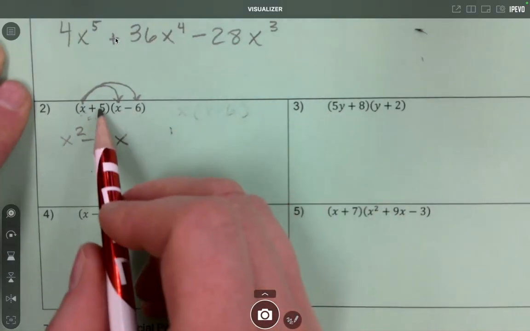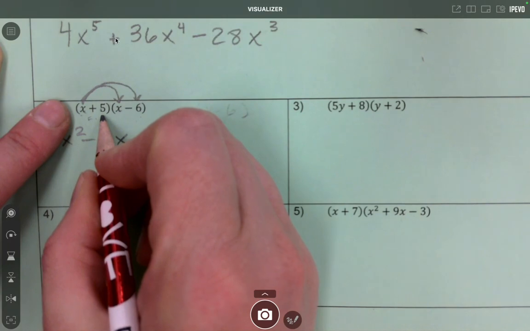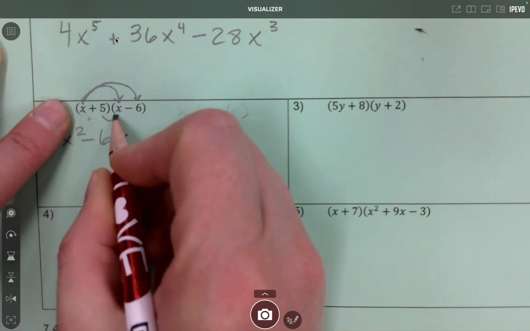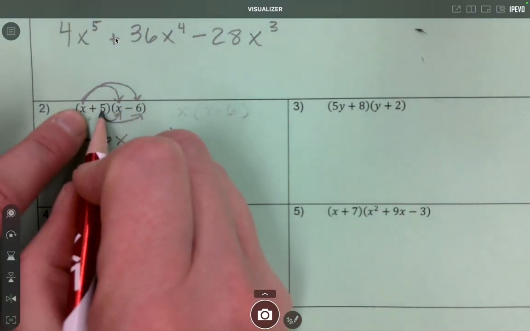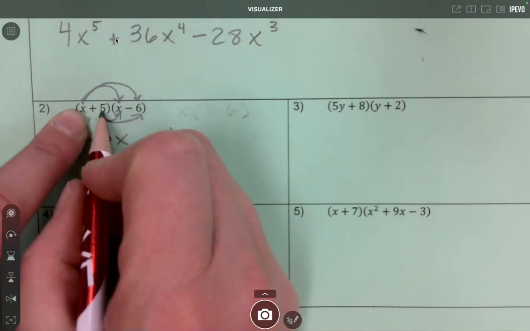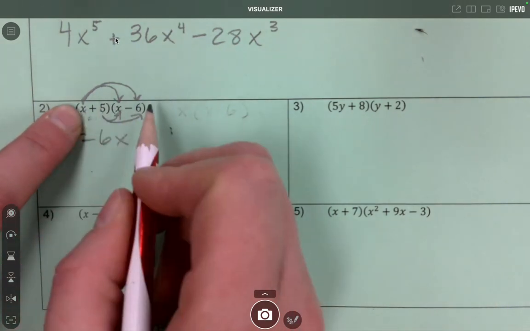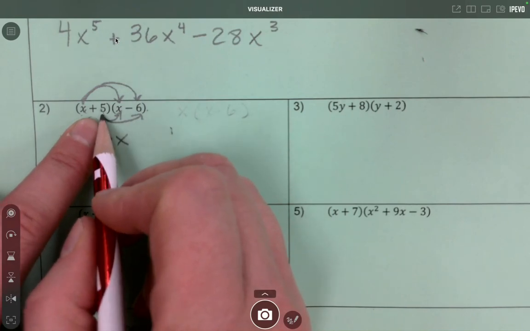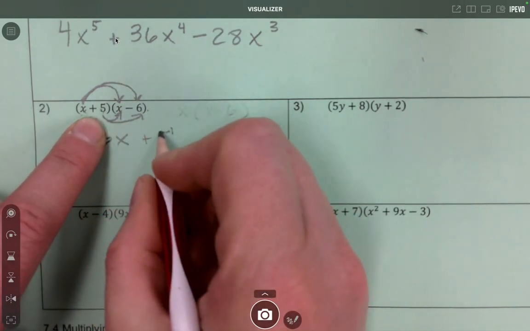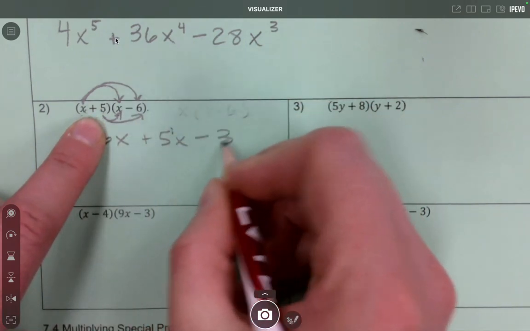Okay, but now the 5 hasn't been able to play anybody. So 5 is now going to play this x over here on the other team and the negative 6 on the other team. So the big thing is I don't multiply the x and the 5 together because they're on the same team. So team members here go against those other team members. When I'm distributing, the 5 times x is a plus 5x. And then 5 times negative 6 is a minus 30.